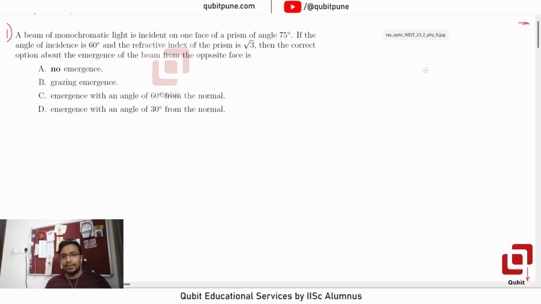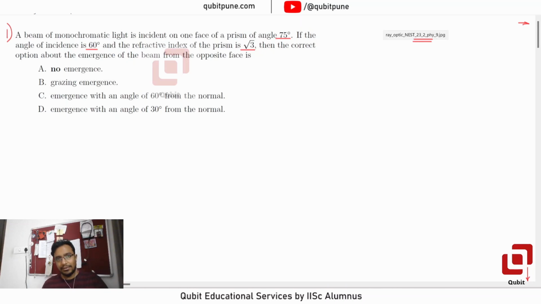This question is from NEST 2023 second shift. A beam of monochromatic light is incident on one face of a prism of angle 75 degrees. If the angle of incidence is 60 degrees and the refractive index of the prism is √3, then the correct option about the emergence of the beam from the opposite face is: no emergence, grazing emergence, emergence with an angle of 60 degrees from the normal, emergence with an angle of 30 degrees from the normal.